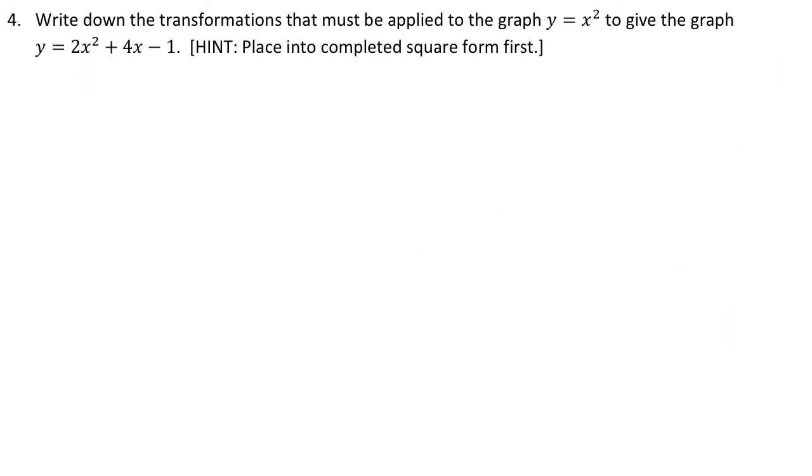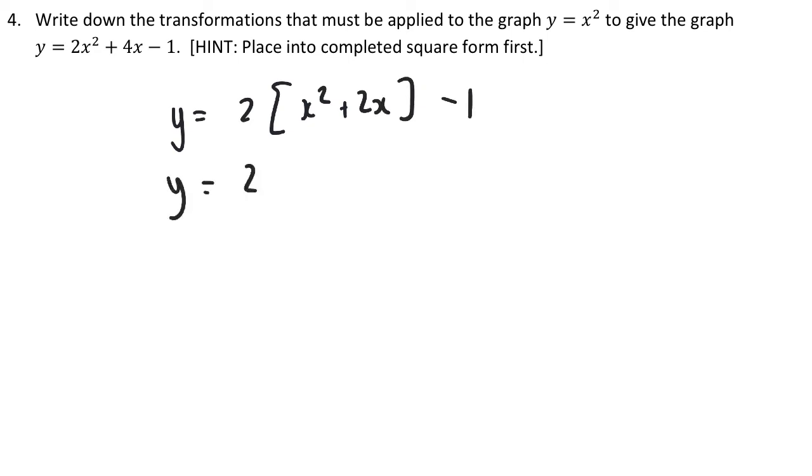Question 4, write down the transformations that must be applied to the graph y equals x squared to give 2x squared plus 4x minus 1. And the hint here is to place it in complete the square form. So to do that, we'll have y equals, first thing we need to do is write it's 2 upon x squared plus 2x minus 1. And that's 2 upon, well, that's x plus 1 all squared. So we half the coefficient of the x, and we put it in here.